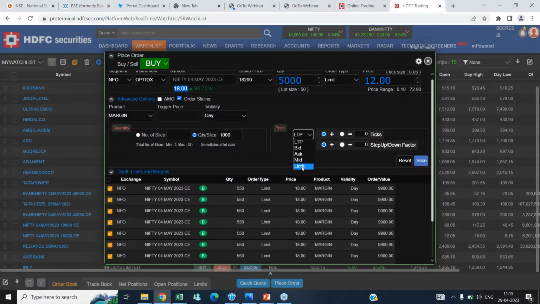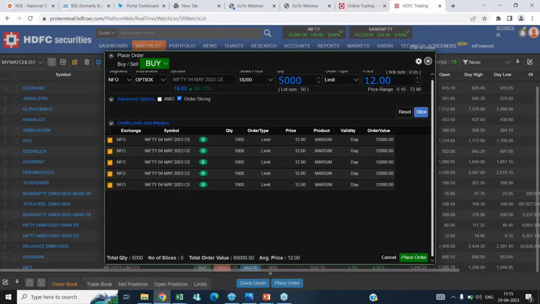And also there is an option called limit. So if you click on limit, that means you want to place this order at 12 rupees, which is lower than the current market price. You need to be careful and select limit, and then click on slice. Once you select limit and click on slice, you will be able to see that the 5,000 shares have been divided into 1,000 shares each, each baby order, and placed at 12 rupees, which was the limit price you had given over here. So 1,000 shares at 12. So 5 orders will go into the exchanges at 12 rupees.